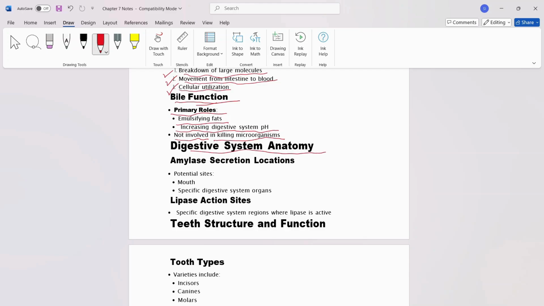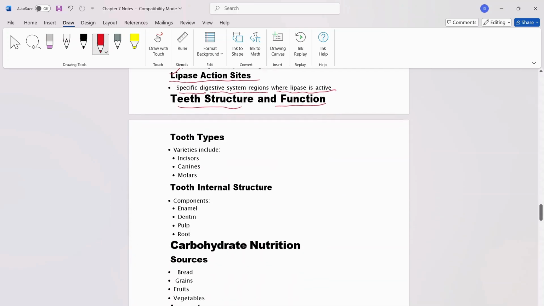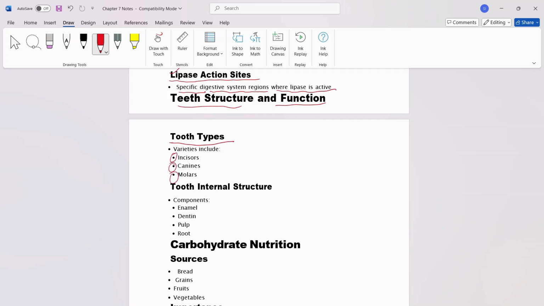Now let's talk about digestive system anatomy, amylase secretion location. So potential sites are the mouth and specific digestive system organs. Lipase action sites are specific digestive system regions where lipase is active. Teeth structure and function. The tooth types that we have include incisors, canines and molars. Tooth internal structure components include enamel, dentin, pulp and root.